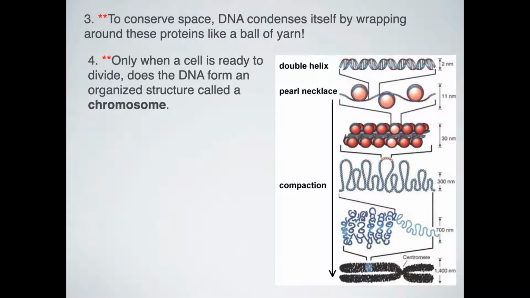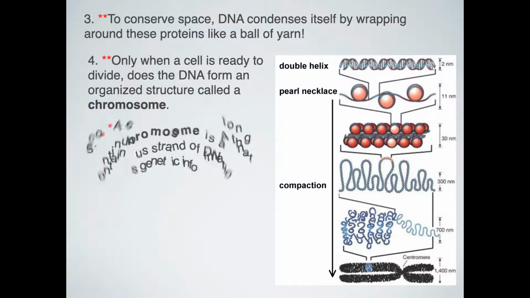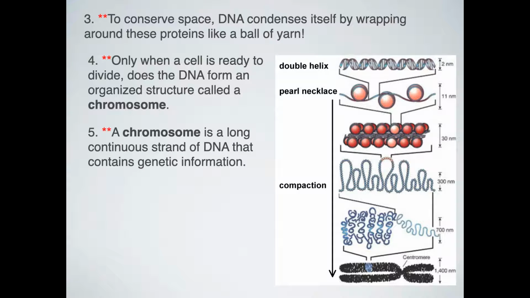Why? Because think about it. You are about to create a complete genetic copy of DNA. You want to make sure you get it right. And your cell definitely wants to make sure it doesn't make a mistake, because remember, in the cell cycle, if there's a mistake at the end, the cell dies. So that means that it needs to make sure that everything is organized in a nice, easy package. And so chromosomes are continuous strands of DNA that contain your genetic information.